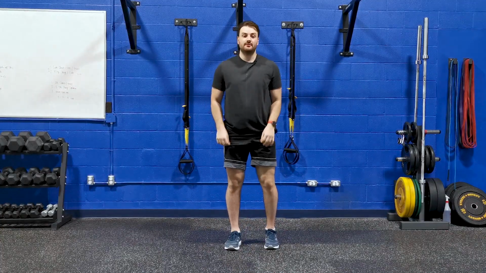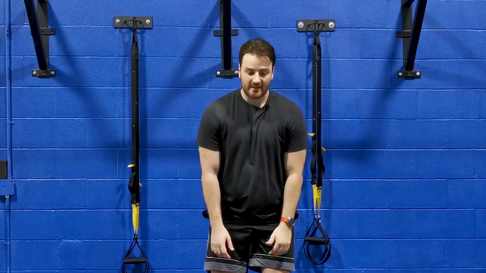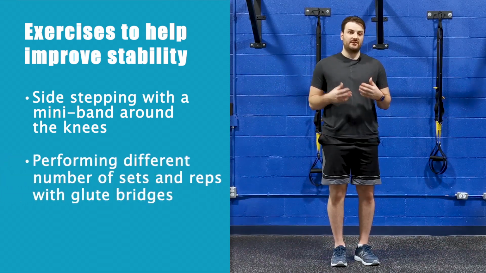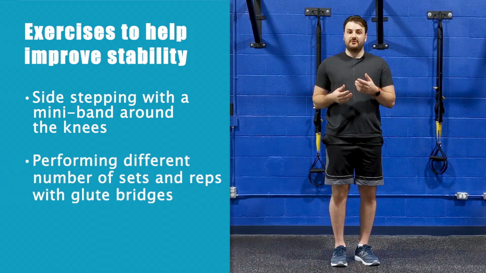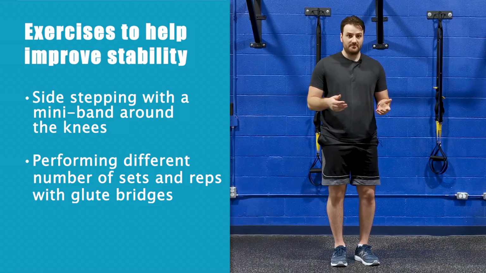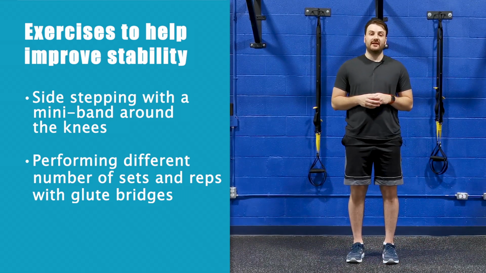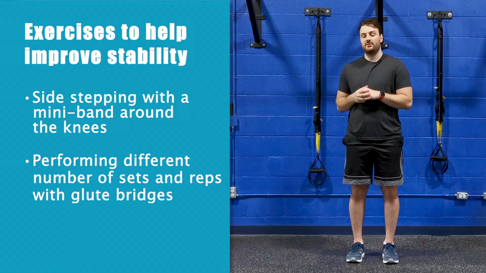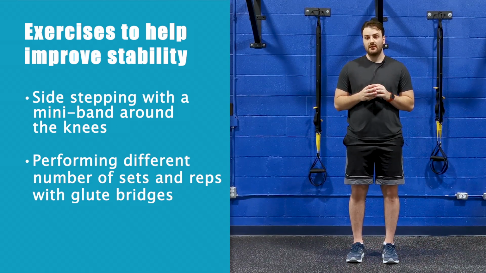And then from the results that we get, we can then put a program together to address any weaknesses or imbalances that we may see. And so some exercises that we may use to address that would be, we'd grab a mini band, place it around our knees, and go side steps, or we can just use the glute bridge itself, play with different reps, sets, loading schemes for that exercise to really address the development of the gluteal muscles.